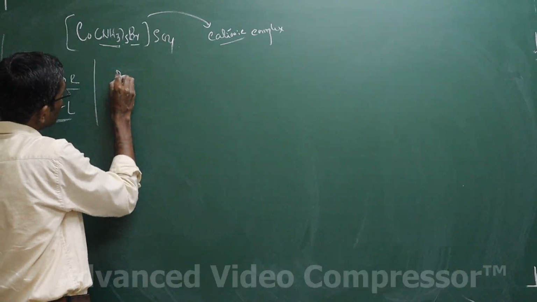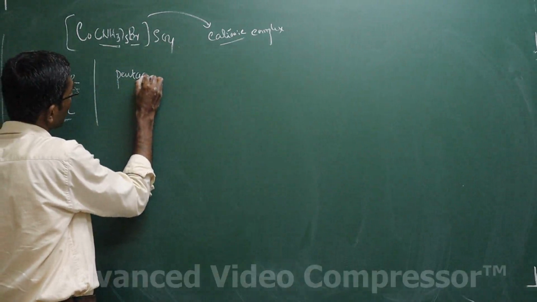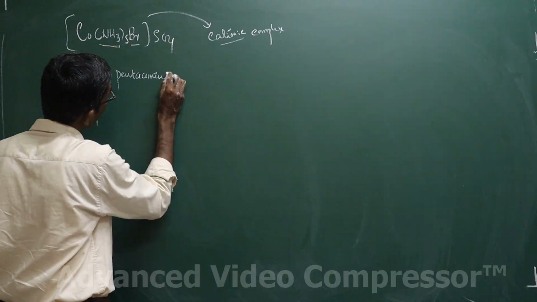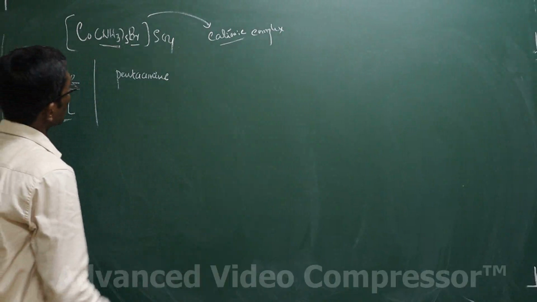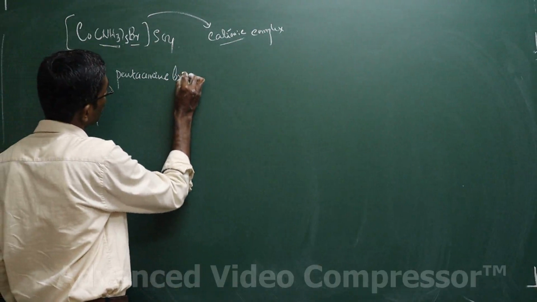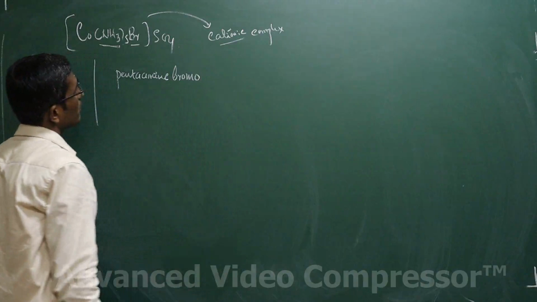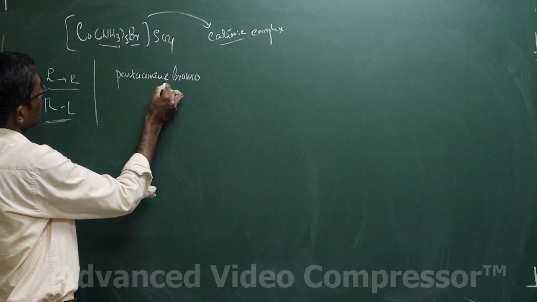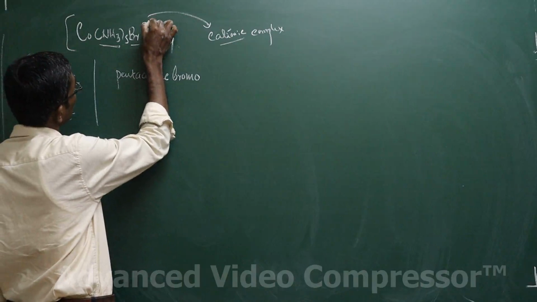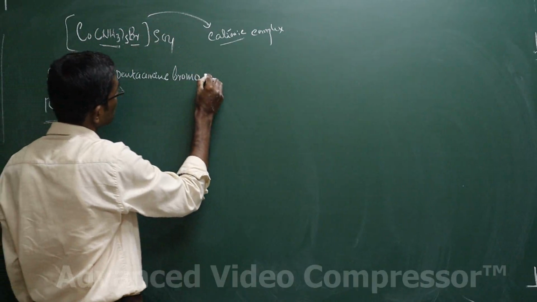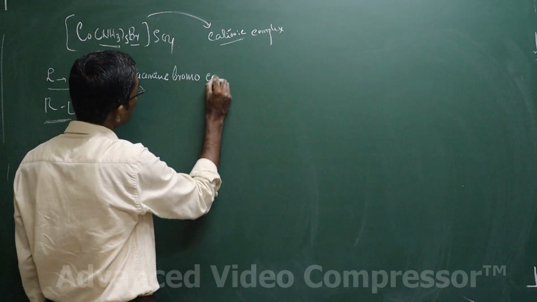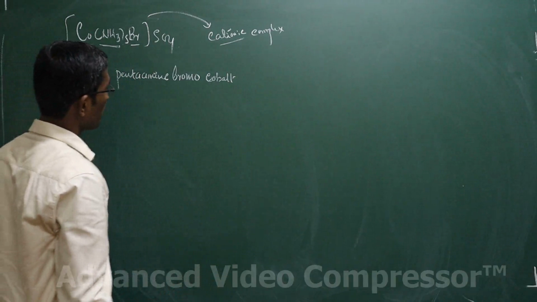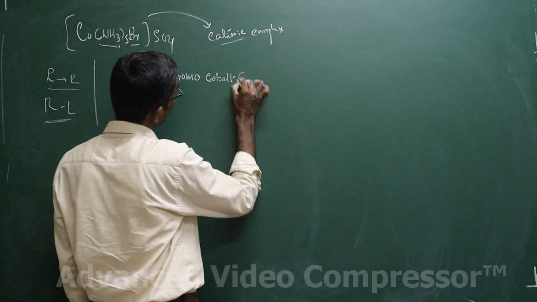So how do you name this? I will start with pentaammine, bromo. Now this is a positively charged complex. Keep the central metal ion as such. What is the central metal ion? We have cobalt, right? Cobalt is the central metal ion. Pentaammine, bromo, cobalt. What is the oxidation state?